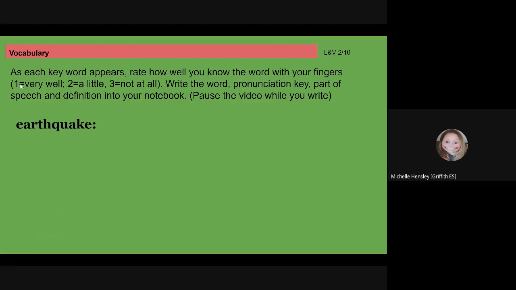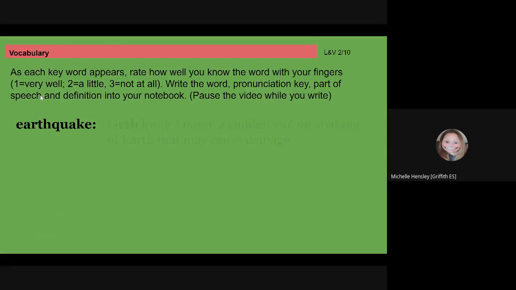So our first word is earthquake. How well do you know what an earthquake is? Some of you just wrote a paper on earthquakes, so you should know that definition really well. That should be definitely a 1. If you haven't written a paper on earthquakes recently, might be a 2 or a 3 for you.